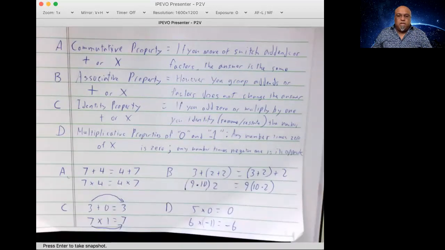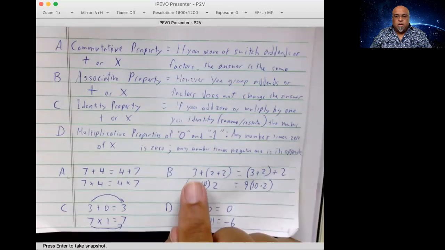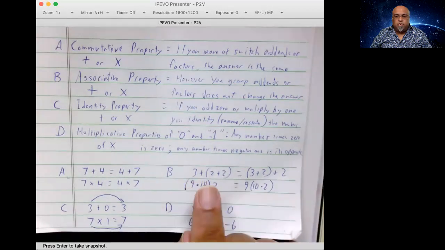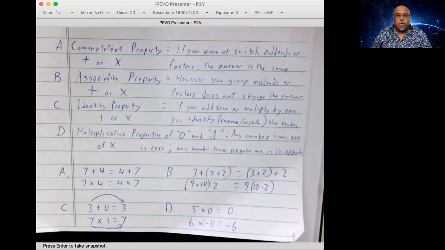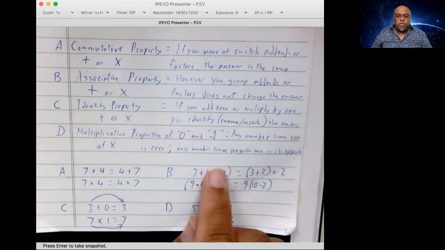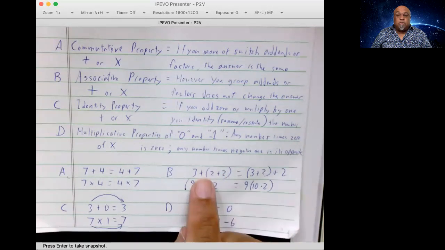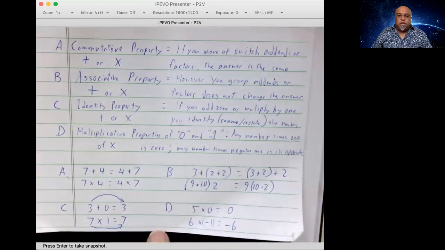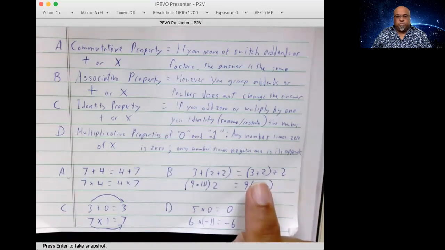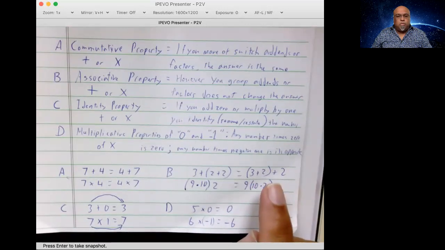Let's take a look at B with the grouping. I have 3 plus parentheses 2 plus 2. Now we learned earlier that by order of operations, I want to do 2 plus 2 first, so I get 4. And 4 plus 3 is 7. Now let's try it once I move my association, or basically I move my parentheses. 3 plus 2 in parentheses plus 2. Now you notice I didn't move the numbers, I moved the parentheses. So let's do it by order of operations again. 3 plus 2 is 5. 5 plus 2 then is 7. I still get the same answer.